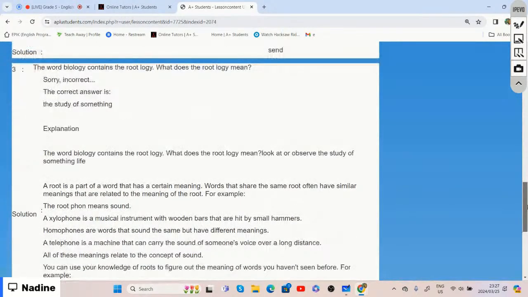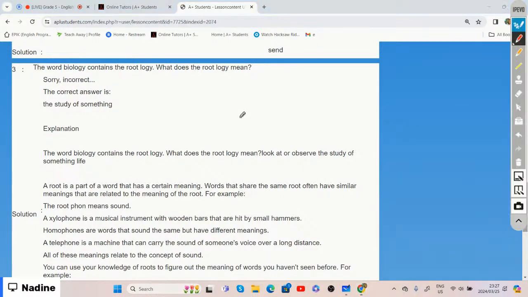Now we have another word, which is biology, right? So we have the word biology, and biology contains the root logy. So here we have the word biology, and it contains the root logy. What do you think logy means? What do you think the word logy means?